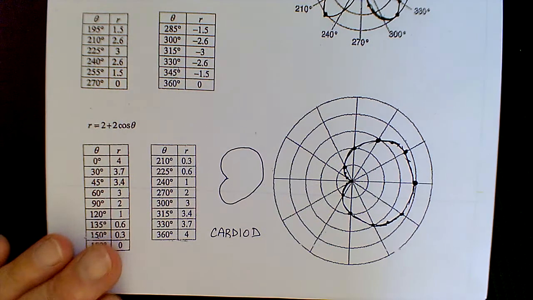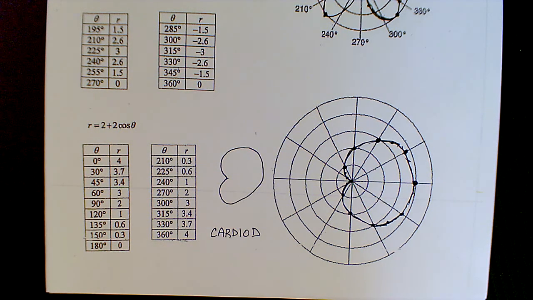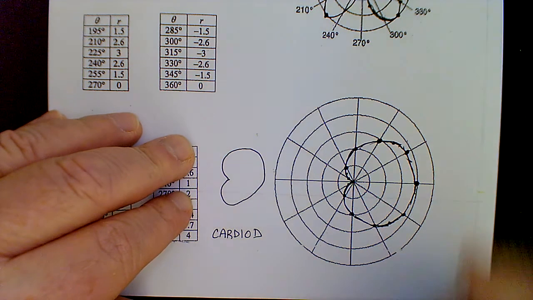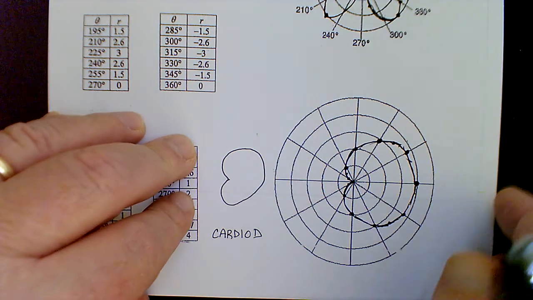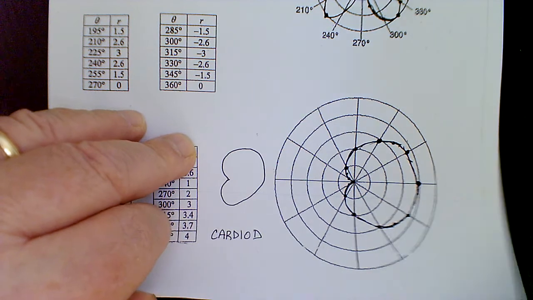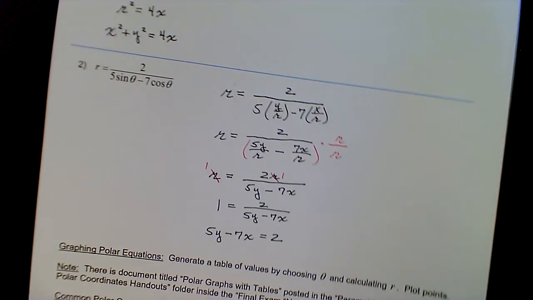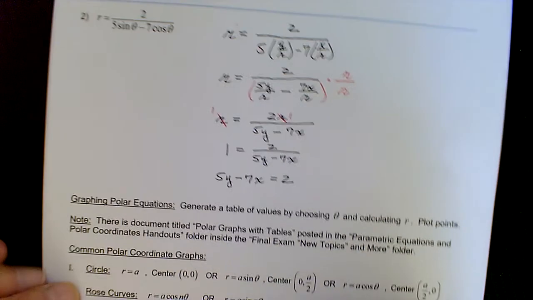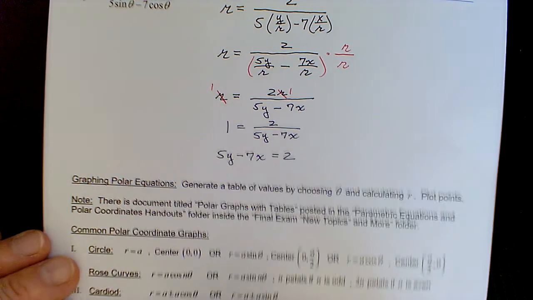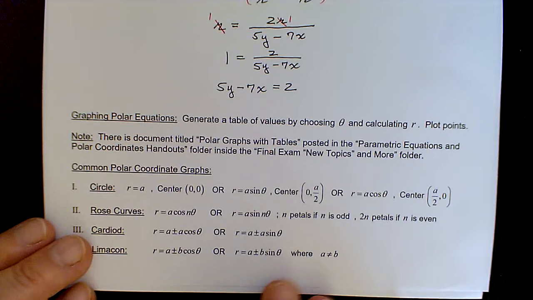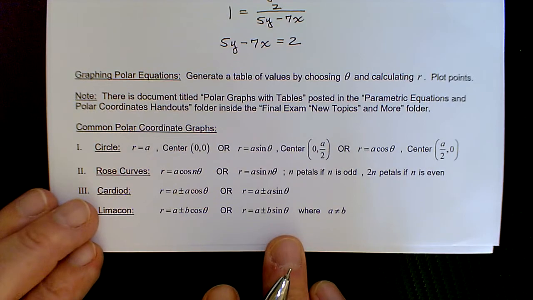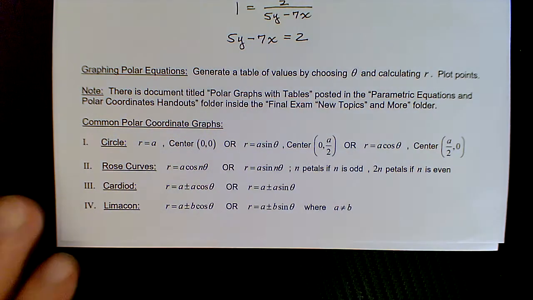Okay, so those are special graphs that you can't get in the Cartesian system easily. I'm not going to hold you to graphing. Again, your graphing calculator will graph these for you, but you do want to know about rose curves and cardioids. And there's even another one that's kind of special I'll mention here. I did summarize on that last page we were on where we converted the equations, I gave a summary of all the different common polar graphs that you can encounter: the circle, rose curve, cardioid, and what's called the limacon.